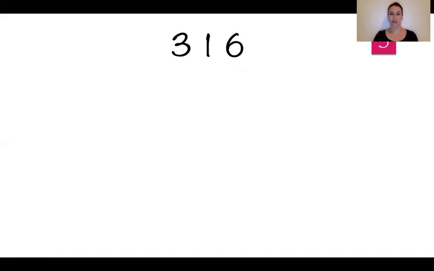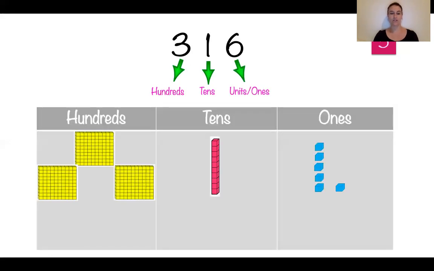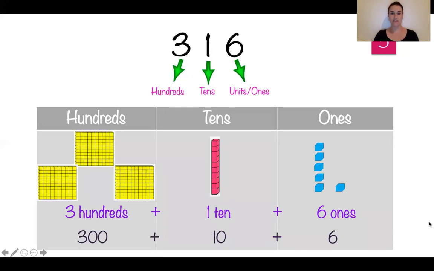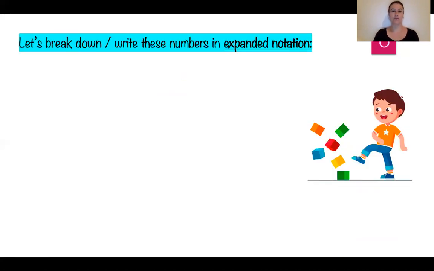Another example we can look at, the number 316. We have 300, we have 10, and we have 6 units or ones. If we use the blocks to depict this number, we have 300, we have 10, and we have the 6 units. If we write it out, 300 plus 10 plus 6 ones. And in expanded notation, 300 plus 10 plus 6. It's all super easy.